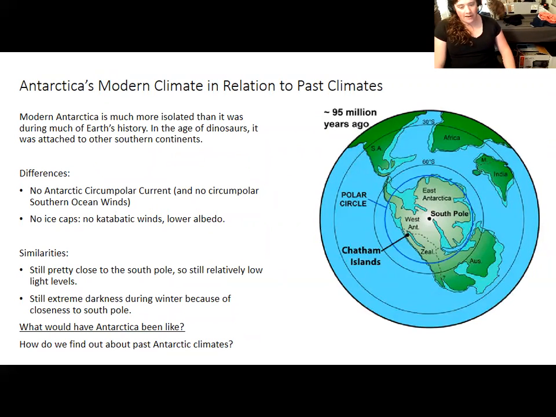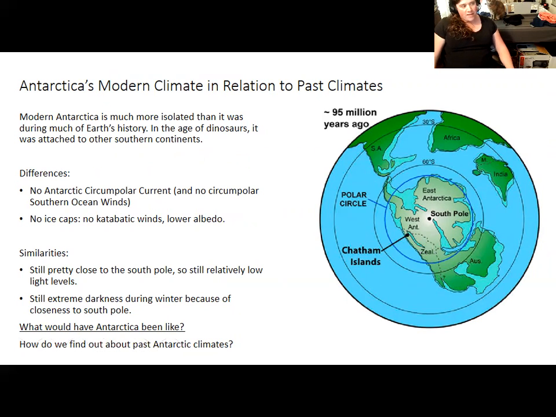But how did we get here? How did we get to Antarctica being this cold wasteland, essentially? Well, Antarctica has not always been isolated. It was once attached to South America, as well as to the other southern continents, but most recently also to Australia and New Zealand.